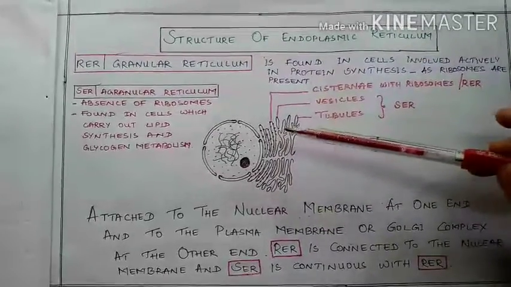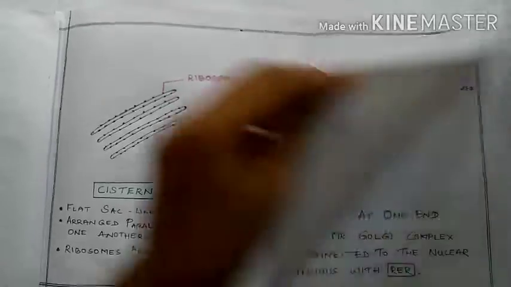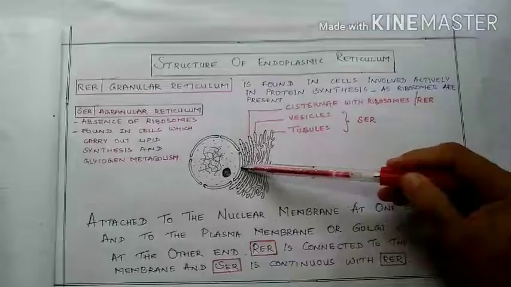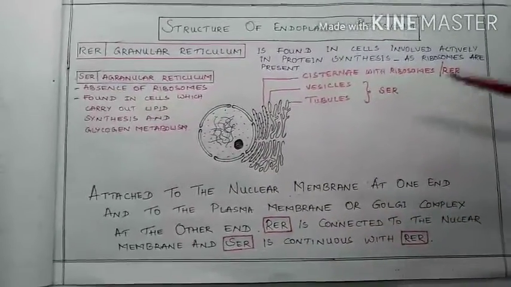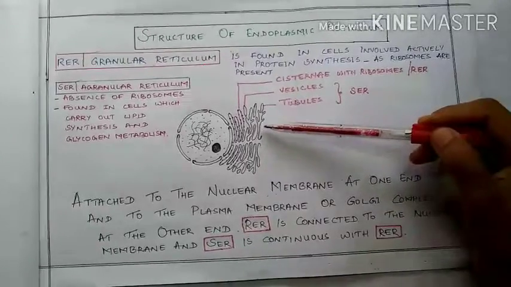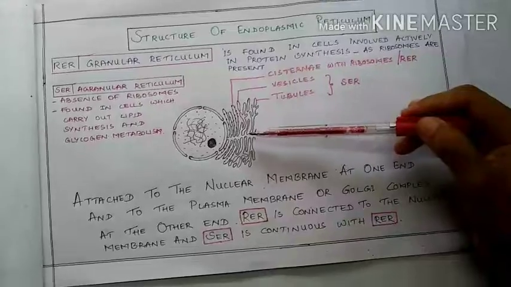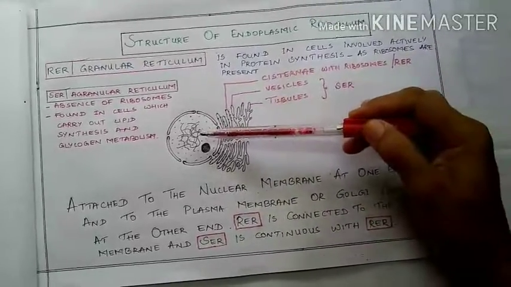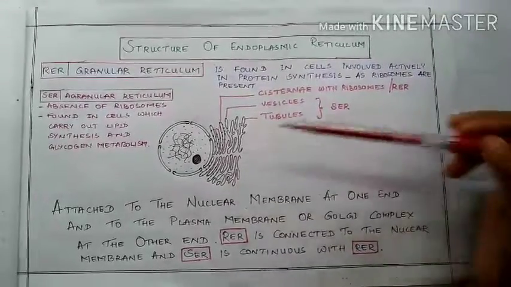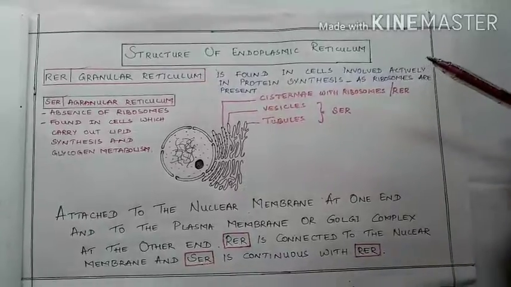Or, as we have said earlier, the cisternae, the flattened structures. The flattened structures or cisternae are directly attached to the nuclear membrane. This is continuous with the smooth endoplasmic reticulum or the tubules. So the RER or the rough endoplasmic reticulum is connected to the nuclear membrane, and the smooth endoplasmic reticulum is continuous with the rough endoplasmic reticulum. It's very clear in the picture.